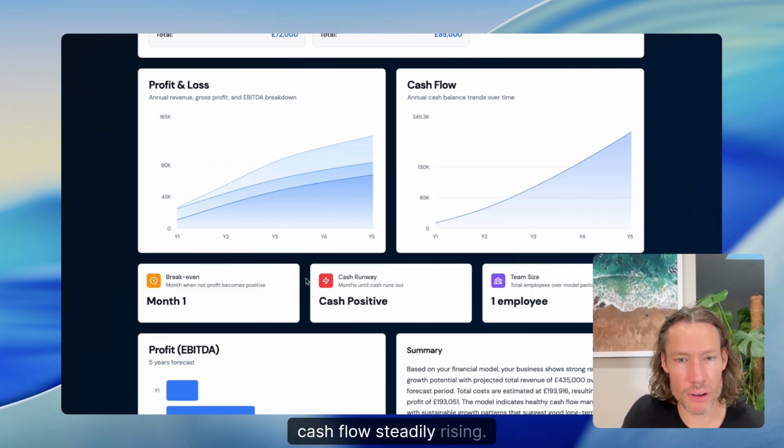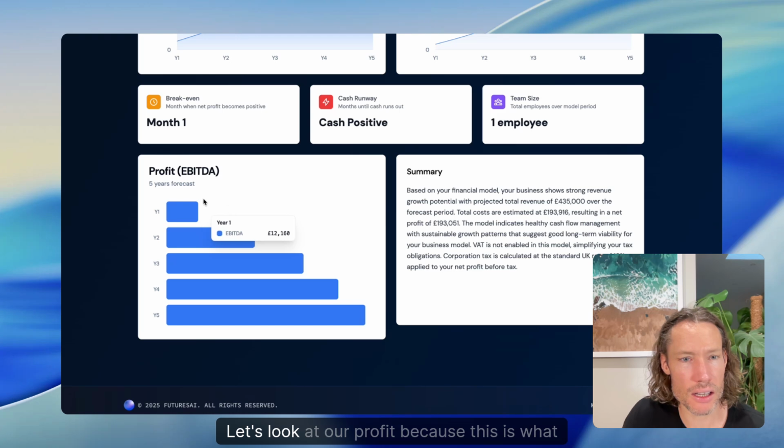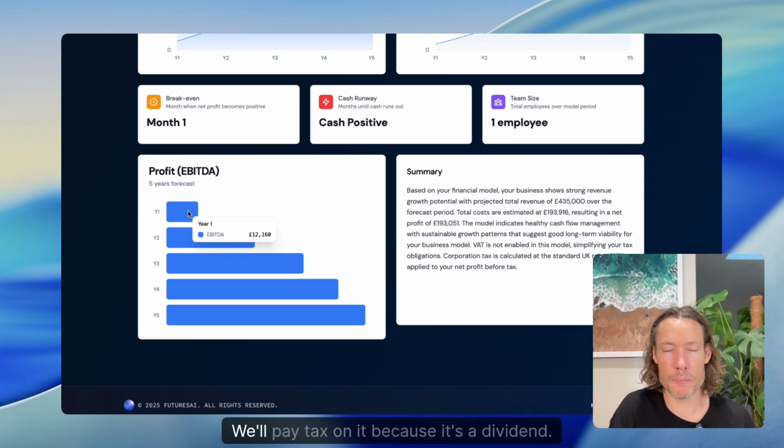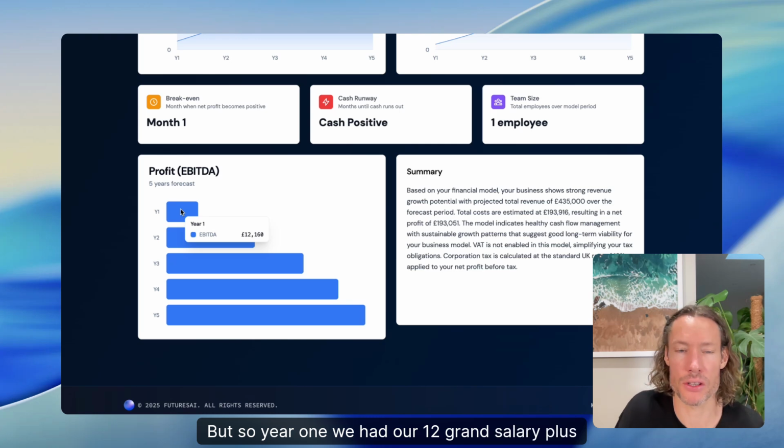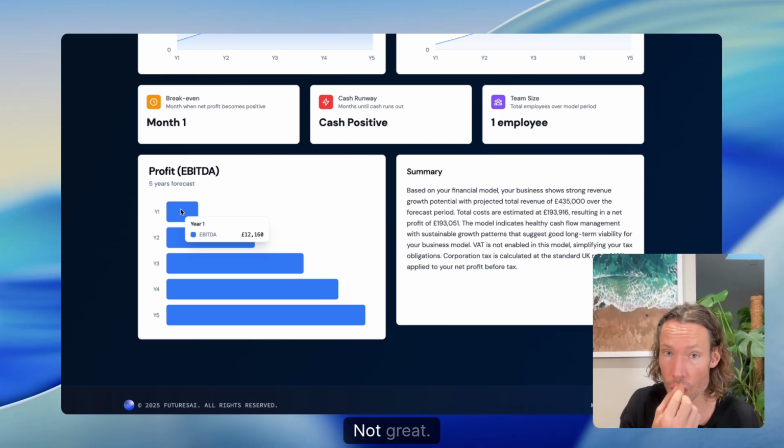And cash flow steadily rising, great. Let's look at our profit, because this is what we're actually going to take home. We'll pay tax on it because it's a dividend. But so year one, we had our 12 grand salary plus the 12 grand profit, 24 grand, not great.